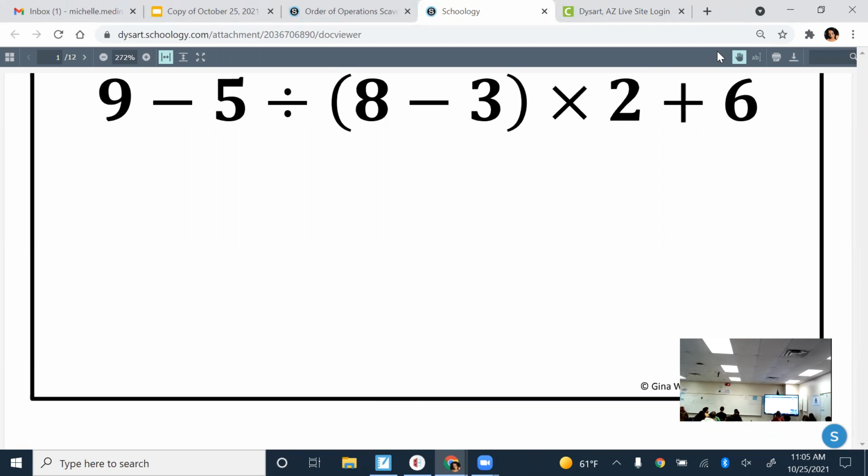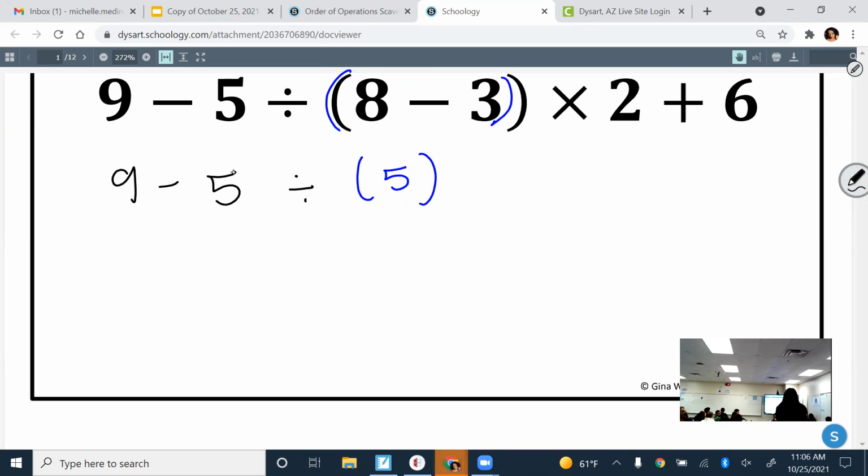All right, so order of operations. PEMDAS. What do we do first? Parentheses. Good, so I have some grouping symbols here. What's 8 minus 3? 5. Good. And then bring everything else down.